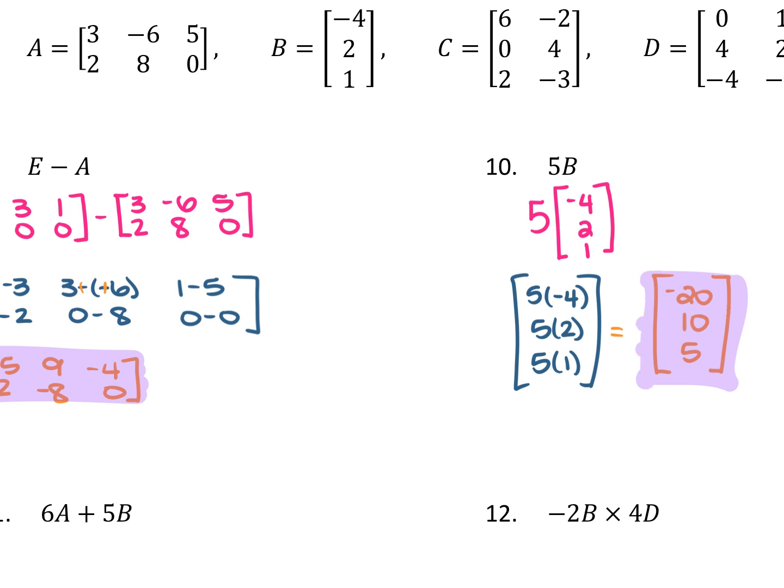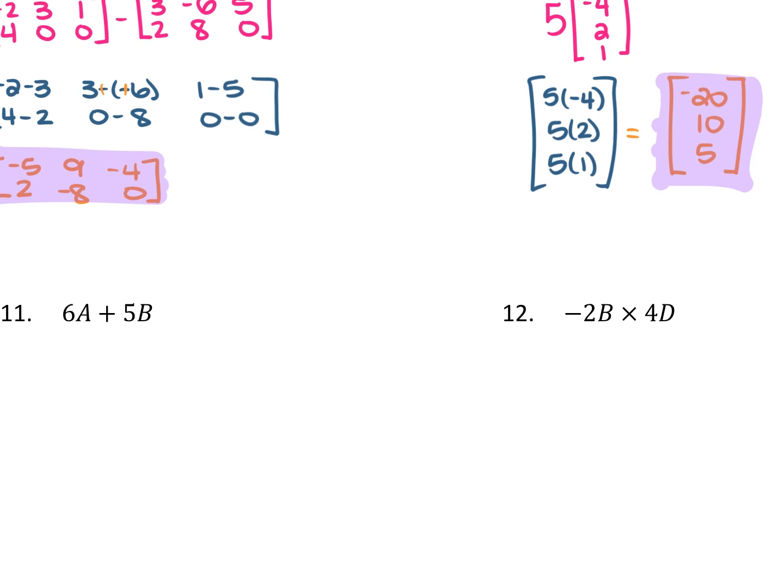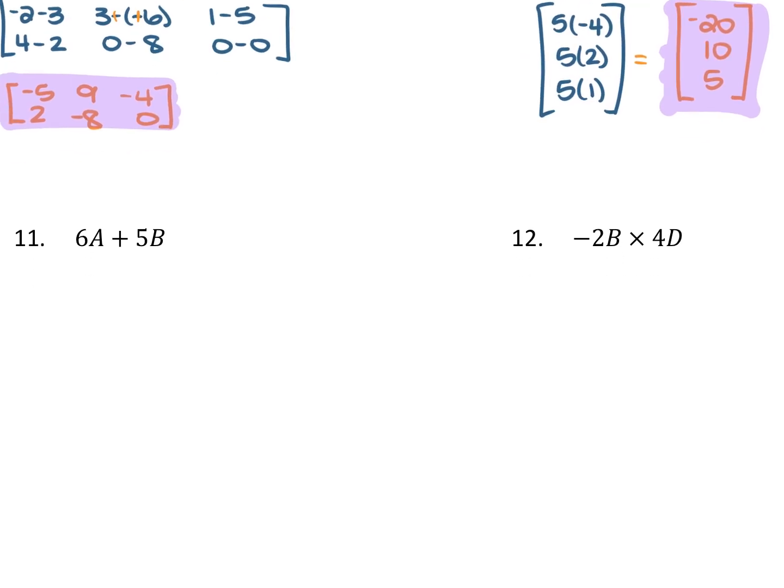For number 11, you're doing 6A plus 5B. Now, A is a 2 by 3. B is a 3 by 1. You cannot add these because they are not the same dimensions. So you have no solution for this one.